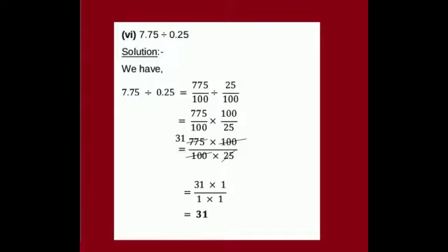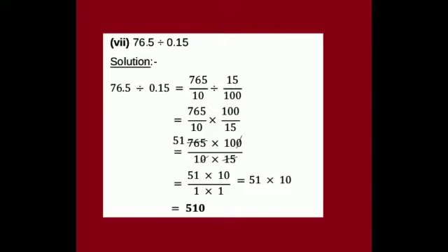Now on cross cancellation of 25 and 775, we get 1 and 31, since 25 ones are 25 and 25 31 times are 775. Again on cross cancellation of 100 and 100, both will get cancelled and it becomes 31 into 1 divided by 1 into 1, which is equal to 31.